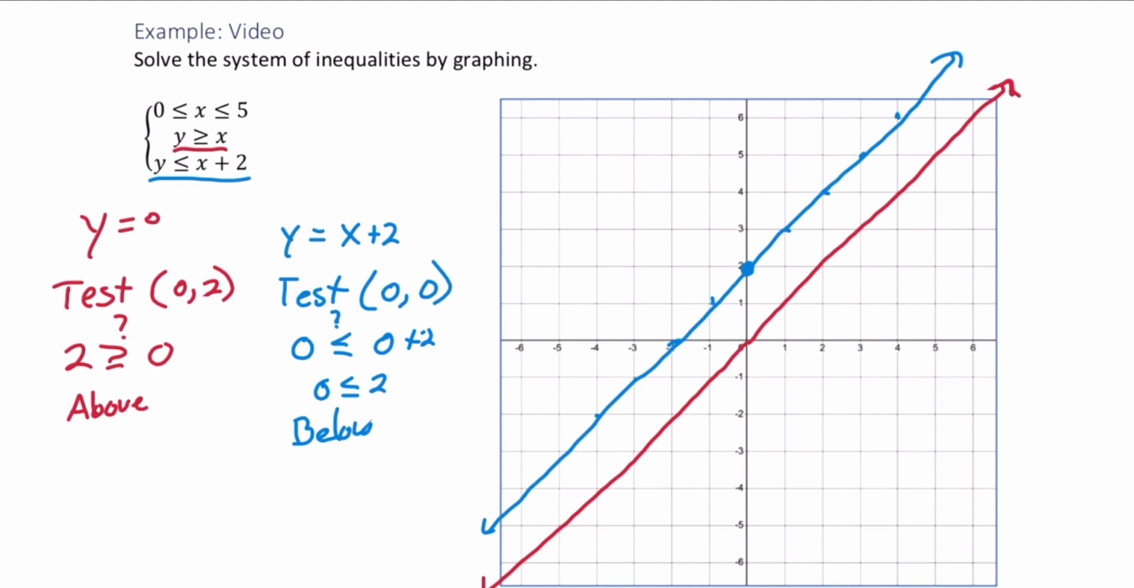Keep in mind our x values are restricted to be between 0 and 5. And we also want to be above the red and below blue. So that's going to be in this region. And again, every point in this shaded region is a solution to the system.